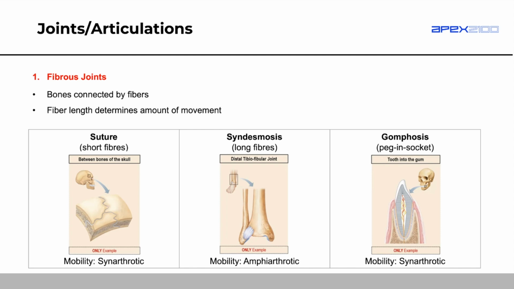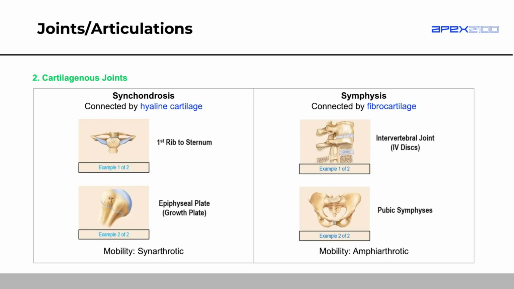And then lastly, there's the gomphosis joint, and there's only 1 example of this as well. It's where your tooth goes into your gum. So just remember gomphosis, it's the tooth going into the gum. It's like a peg in socket joint, and the mobility is synarthrotic, it's still. So there's no movement going on between the tooth and the gum if your teeth are healthy, making this a synarthrotic joint. So again, there's only 3 examples. Well, there's only 1 example of each of the types, I should say. So suture is our skull, syndesmosis is the distal tibiofibular joint, and gomphosis is the tooth in the gum.